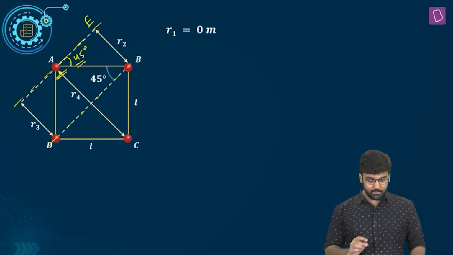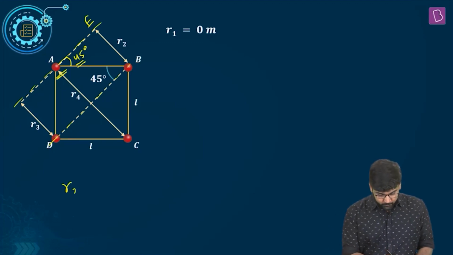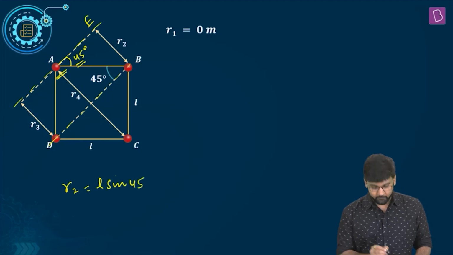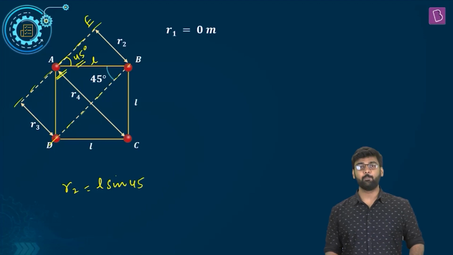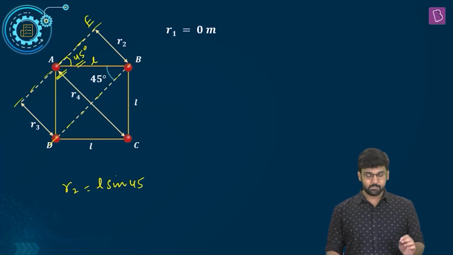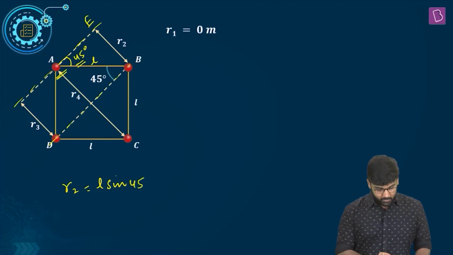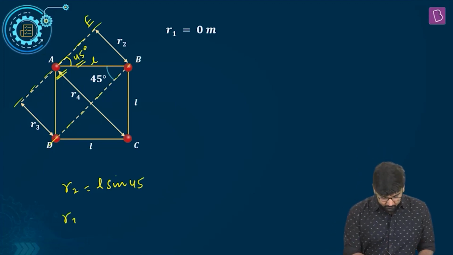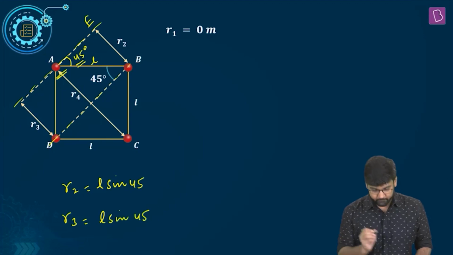And now in the triangle AEB, we can write distance R2 should be equal to L sine of 45, where L is the side of this square. So this distance is L. So we can write the distance R2 as L sine 45. And exactly in the same way, we can write distance R3 as L sine 45.